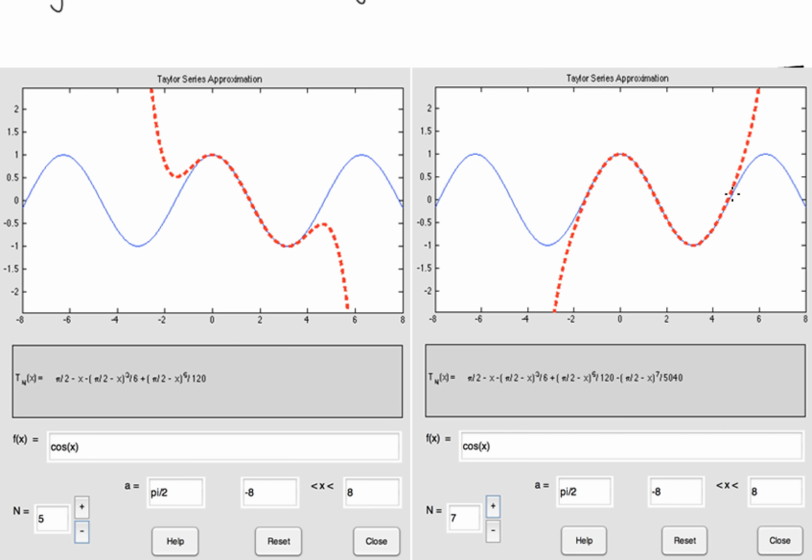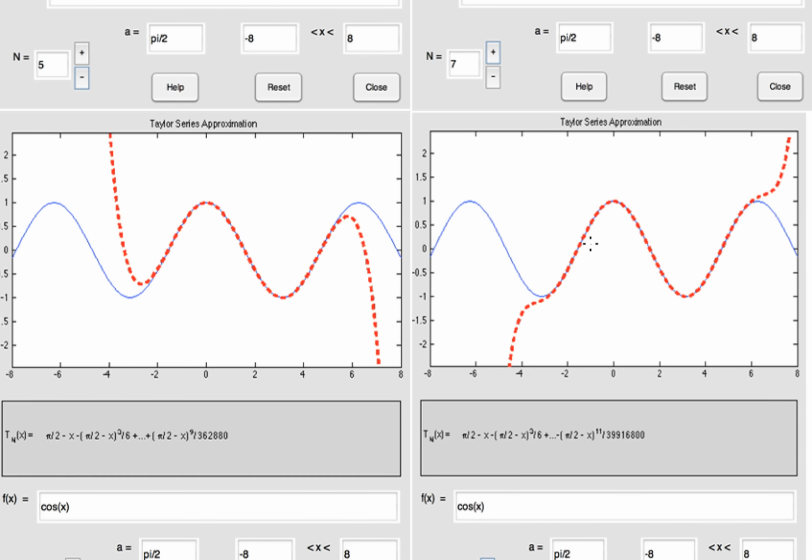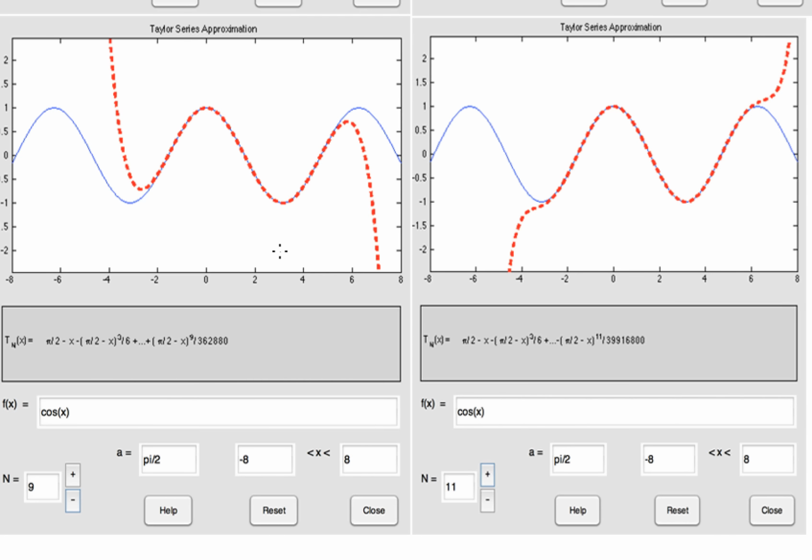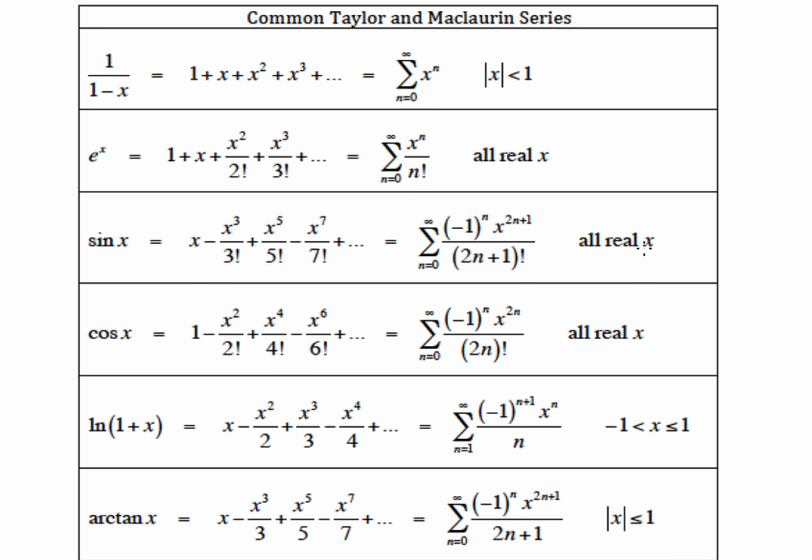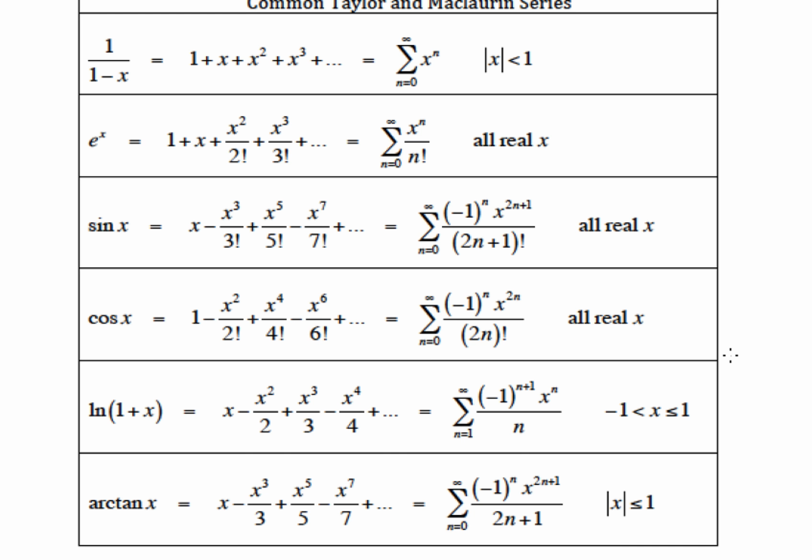In other words, if we were using the polynomial to make an approximation for the original function, we would be able to do that for a wider interval of x values around the center with a higher degree polynomial. Here we have the 9th degree polynomial and the 10th degree polynomial. And here is a table of some common Taylor and Maclaurin series. And with this, we'll end our lesson on Taylor and Maclaurin series.